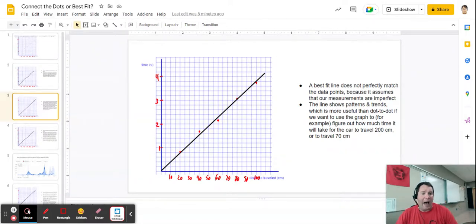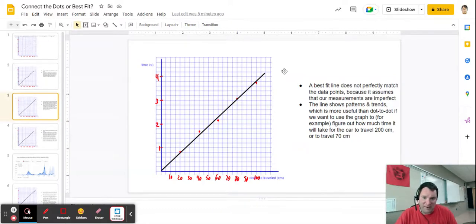That's amazing. I only measured out here to 100 centimeters, but I could extend that line out to make what's probably going to be a reasonable, decent first guess at how much time it will take for that car to go 200 centimeters. Even without having measured it already, I can feel pretty confident in coming up with a pretty good answer to that if I extend the graph. That's what we call extrapolation, or I can use the idea of what we call interpolation, looking inside of the graph.